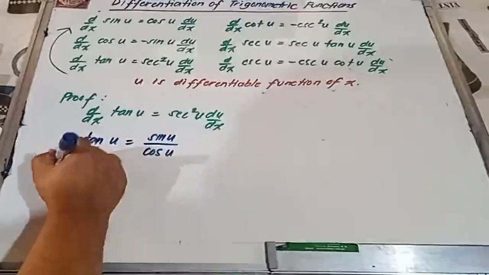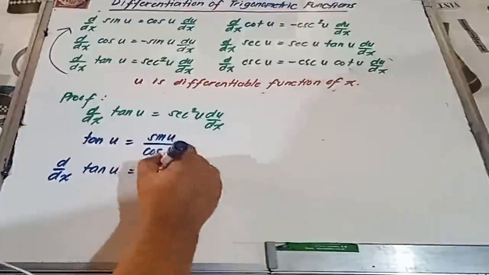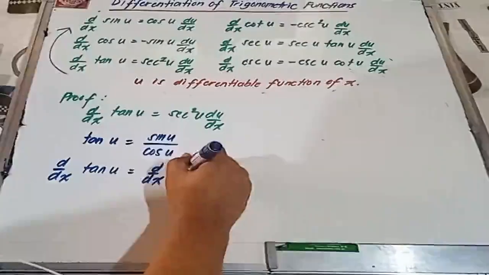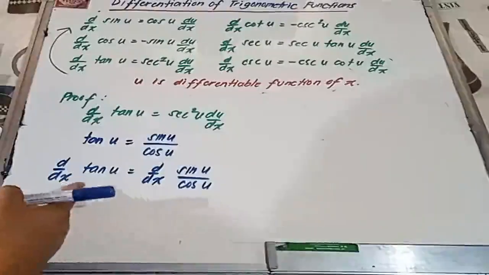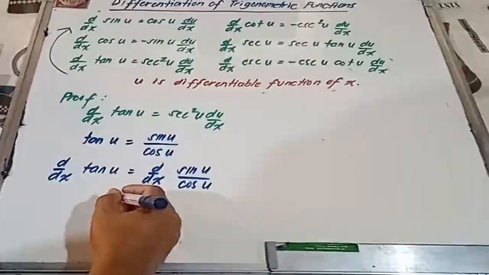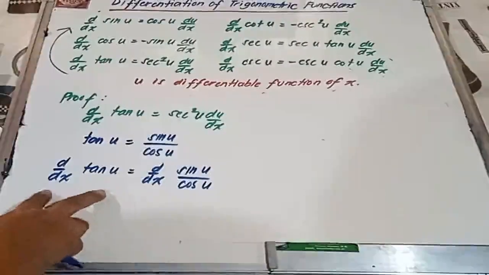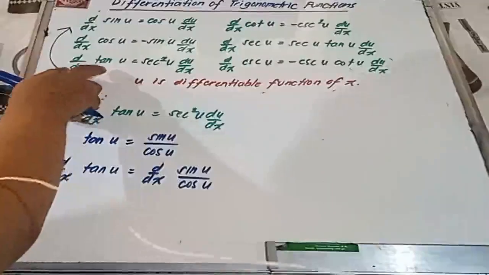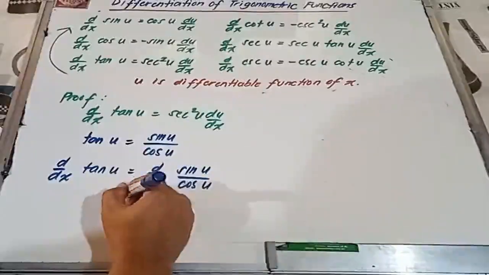So we get d over dx, the derivative also of this. Okay, that's what we will do. Now, we are only interested in determining the derivative of tangent u. This is our third formula. What we need is to get the derivative of this side of the equation.